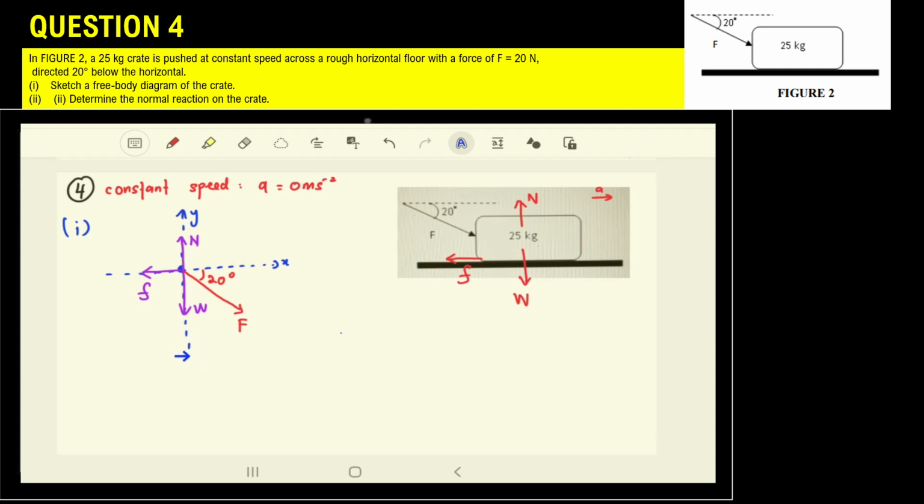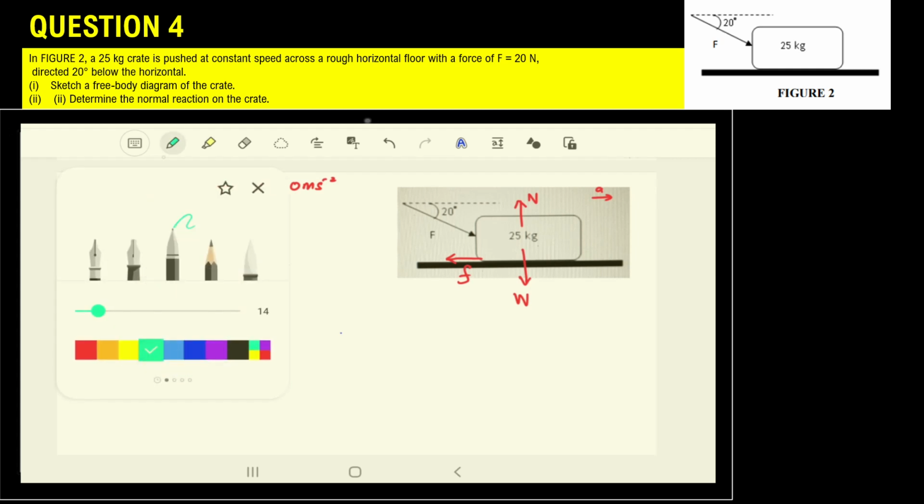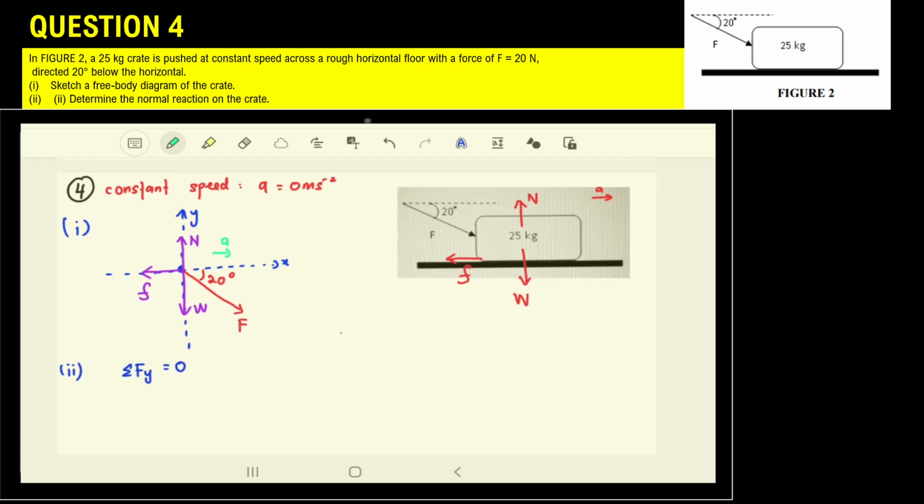And second, determine the normal reaction on the crate. So we want to calculate the value of N. Look here. N is on the y-axis, so we can write total Fy is equal to 0. The object is not moving in the y direction; it is moving in the x direction. So total Fx is equal to ma. But remember, since the motion is at constant speed, the acceleration is equal to 0. So total Fx also equals 0.